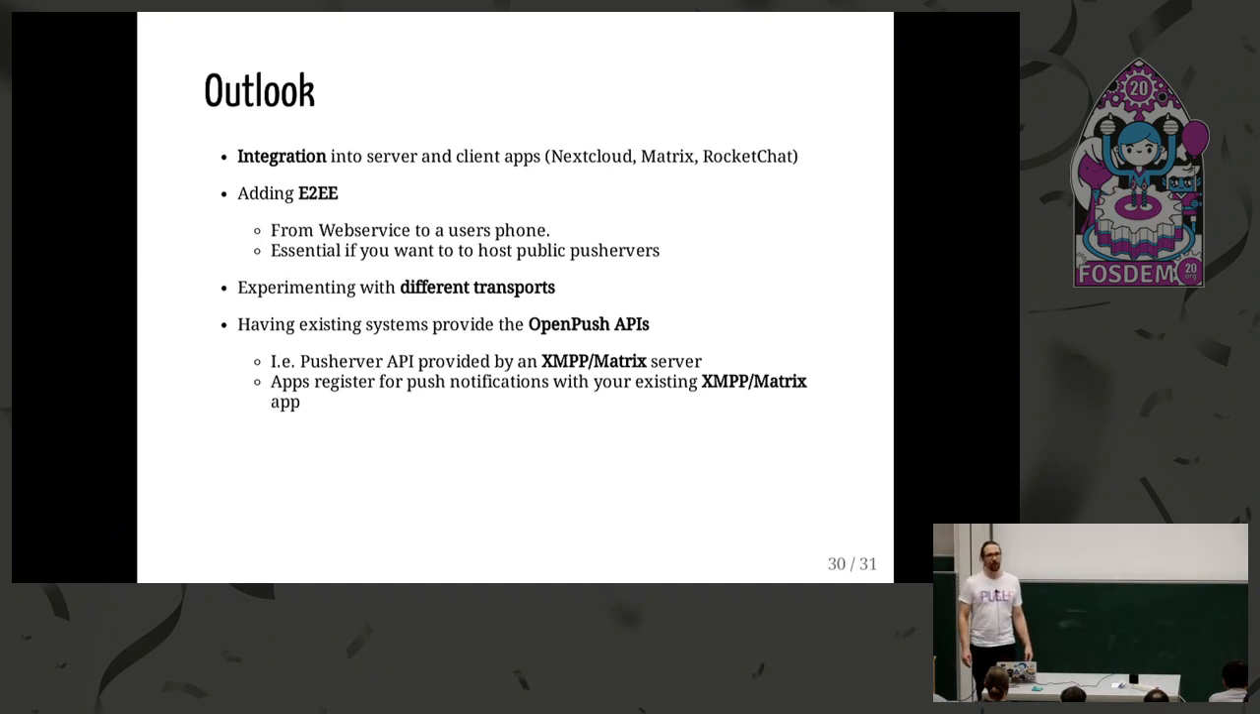And one other interesting thing that came up is having existing systems be the push provider for your phone. So if you're already running an XMPP client on your phone, you already have this persistent connection to your XMPP server because that's how XMPP works. So why couldn't we use this connection and just implement the push server API on your XMPP server as a plugin and include a library in your XMPP client that would allow other apps to register for push notifications using the same APIs. And then, you have one less connection and hopefully longer battery life.